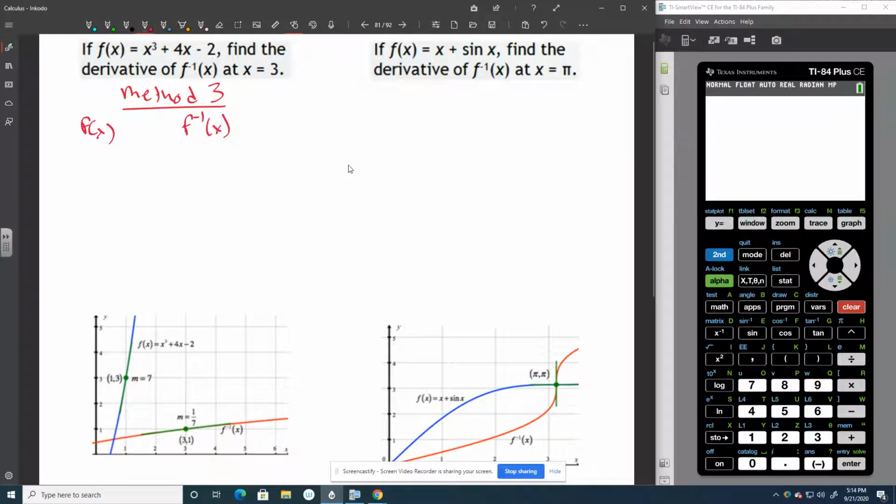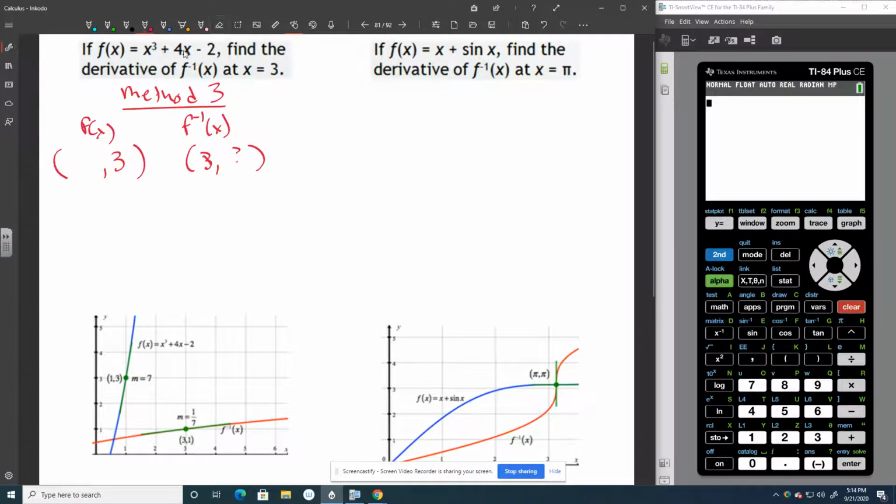Now I'm looking for my inverse when x is equal to 3, and I don't know what my y is yet. But what I know is if my x is 3 for my inverse, my y is 3 for my original function. So that's a little bit more complicated, because what do I plug into this original function to get an output of 3? There's a few different ways that we can do that.